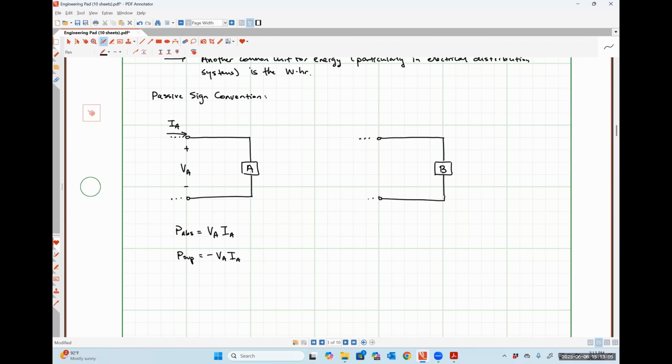Once again, this circuit element is going to be part of some larger network circuit or system. I'm going to define the positive polarity terminal for voltage VB on top, but now I'm going to define our current IB as flowing into the negative polarity terminal, or conversely, we can think of it as flowing out of the positive polarity terminal. And in this particular case, our absorbed power is going to be negative VB times IB. And our supplied power is going to be positive VB times IB, okay?